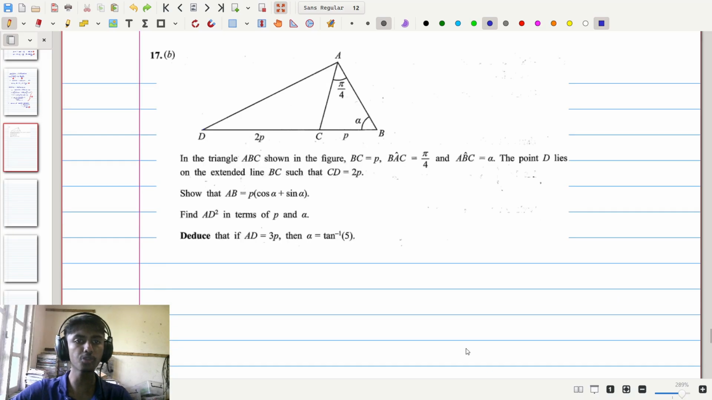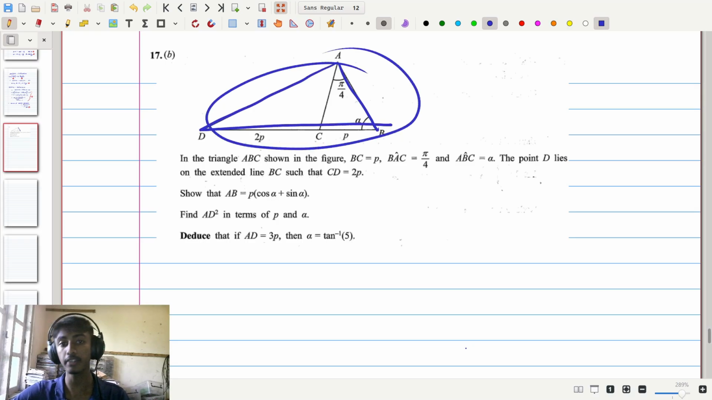Now to start off with this question, we introduce the diagram and the information given to show that AB is equal to p times cosine of alpha plus sine of alpha. In order to do this, we are expected to use the sine rule and cosine rule. Considering the AB length, we can see it is included in two triangles. One is the ABC triangle, which is this triangle right here, and the other is the ADB triangle, which is this triangle right here.